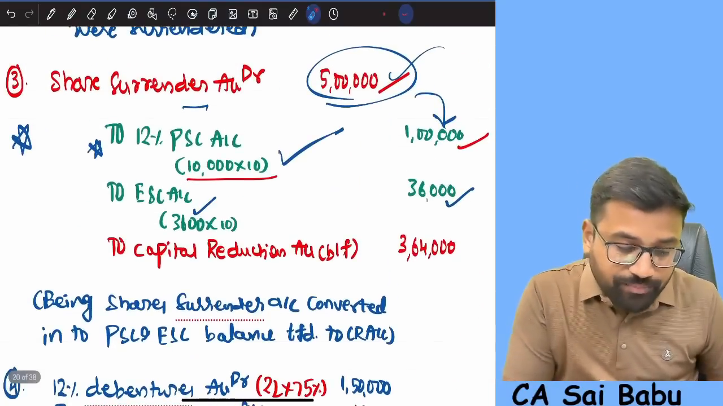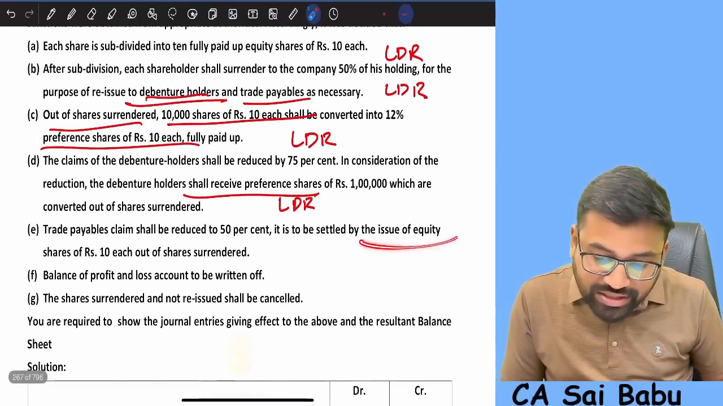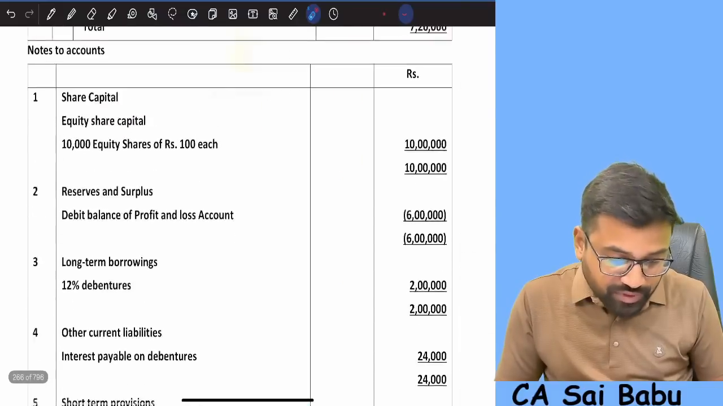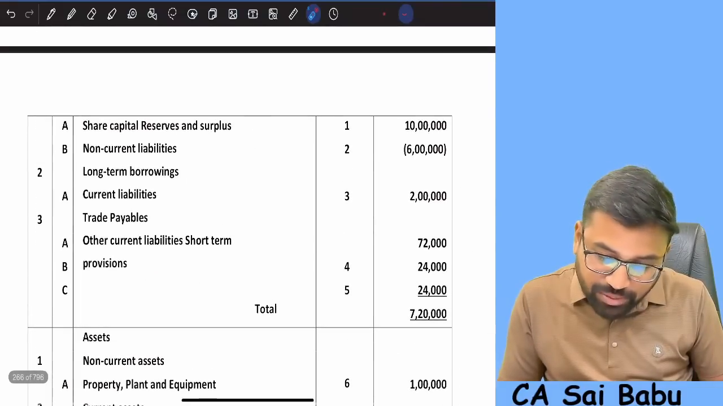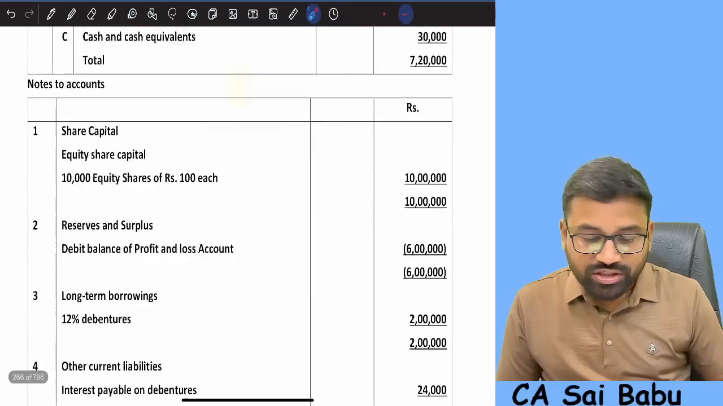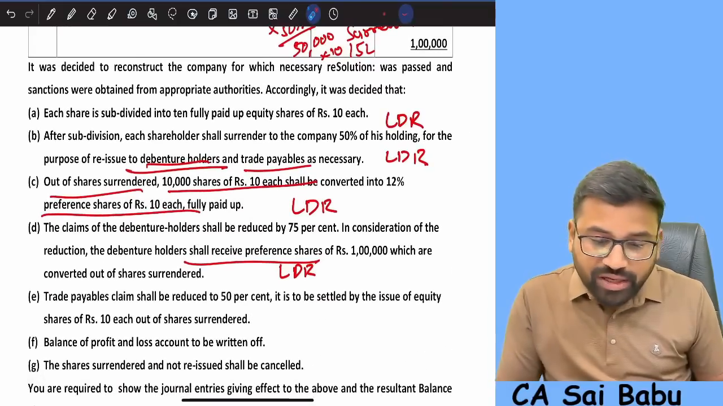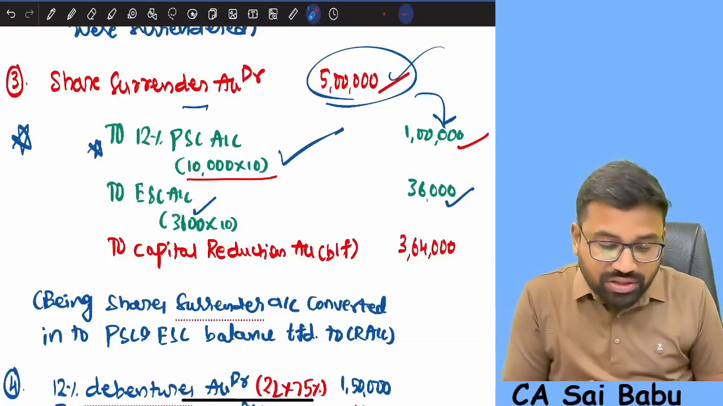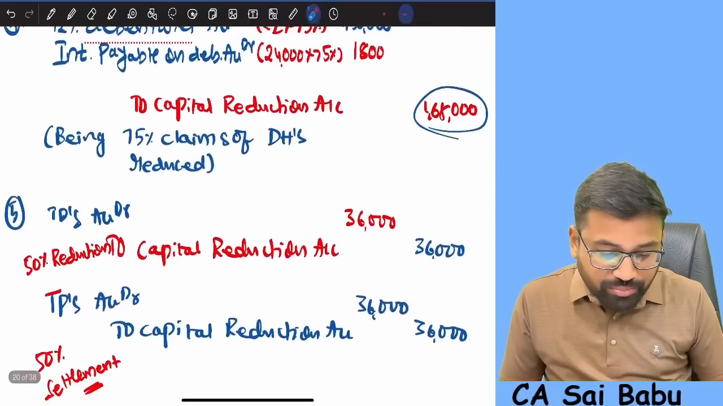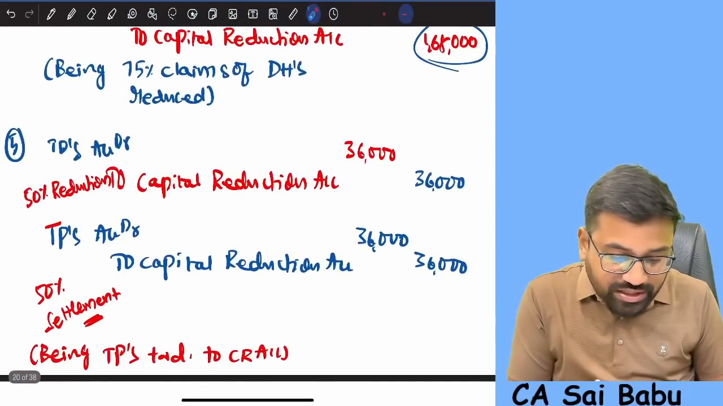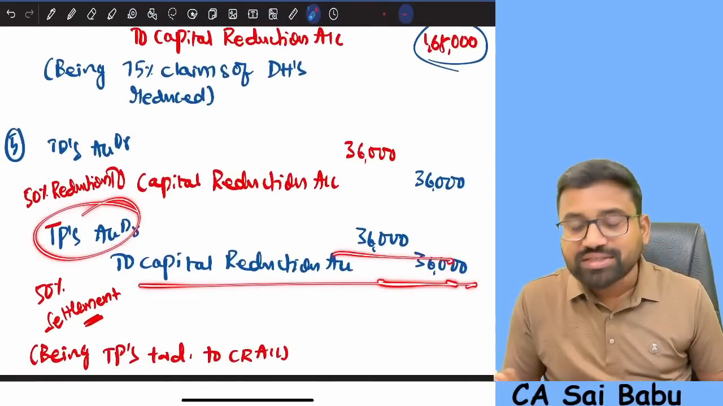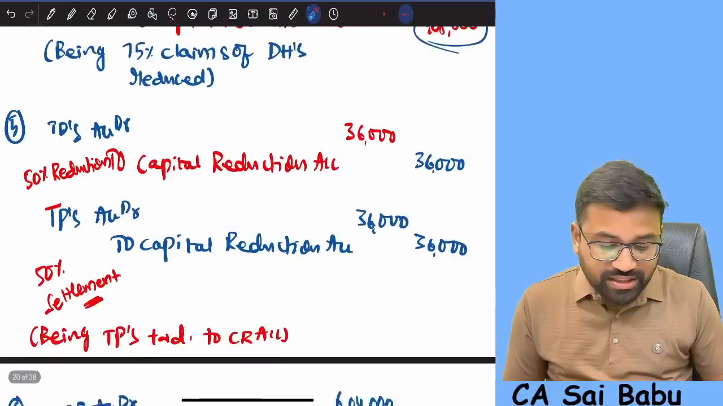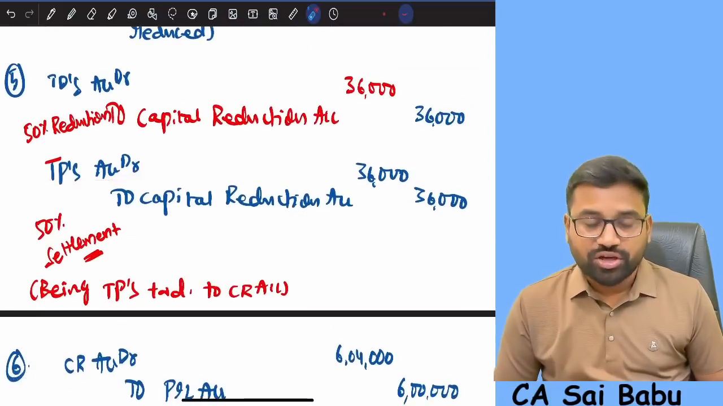And next, trade payables. If you look at the question, trade payables are settled by issue of equity shares. For what amount? First, their claims are reduced to 50%. Actually, if you look at the trade payables, sir, trade payables is 72,000. 50% was reduced, that means 36,000. So the company will convert the share surrender into equity share capital to the extent of 36,000, because this equity share capital we are going to issue to trade payables. So to the extent of 36,000 we settled trade payables to capital reduction account. So first we convert the share surrendered into share capital, then settle the liabilities, trade payables to capital reduction account.